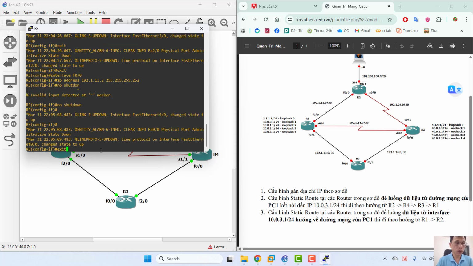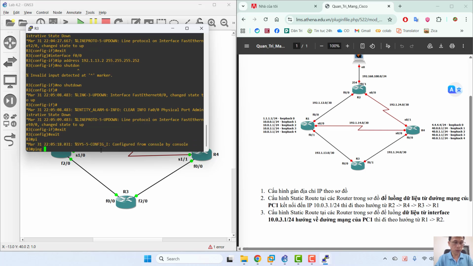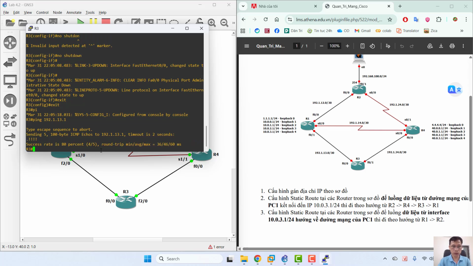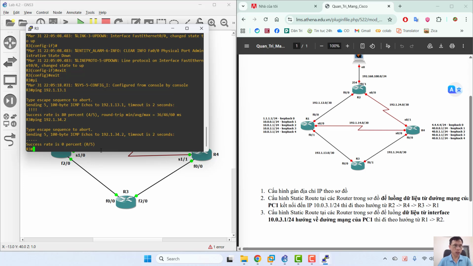Ping 1.2.1.13.1. Okay, good. Ping 1.2.1.34.2. Not good. Okay, I will check.